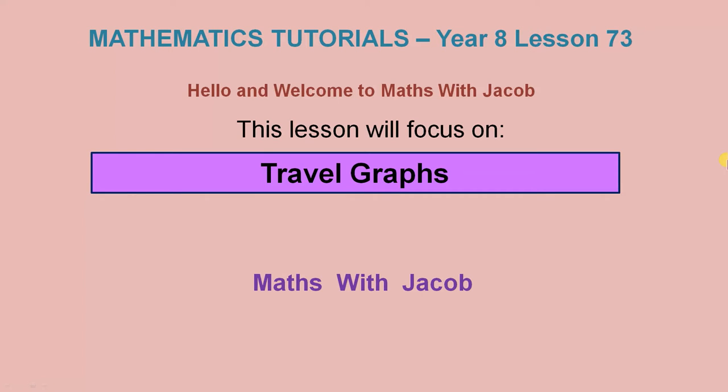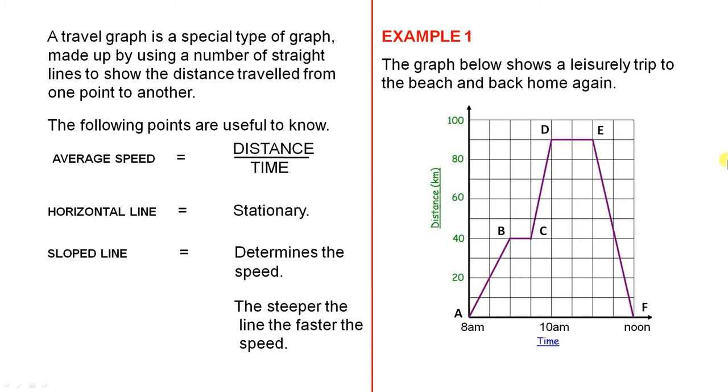This lesson will focus on travel graphs. A travel graph is a special type of graph made up by using a number of straight lines to show the distance travelled from one point to another. The following points are useful to know. The average speed is worked out by taking the distance and dividing it by the time. That will normally give you the average speed in kilometres per hour.